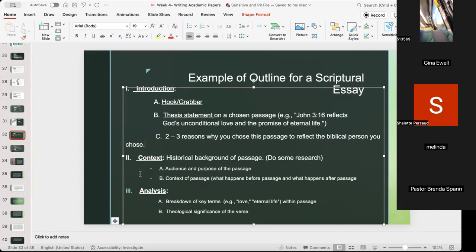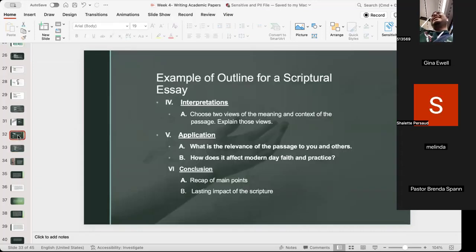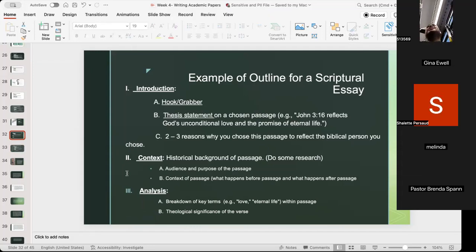Some historical background about your passage, so you'll need to do some research. The context of the passage. So like I said, what happened before, what happens after it. Analyze the key terms, for instance, love and eternal life within the passage. Break down those terms. What do they actually mean in the context of the passage? The significance of the verse in reference to this person. Maybe it's more than one verse, that's fine.